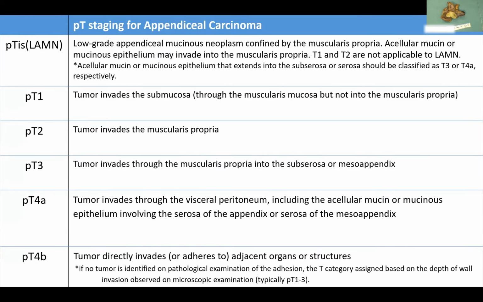This is the grading. Let's put up that poll and see where you chose. Most people chose pT2, right? So this one was asking about acellular mucin that's confined to the muscularis propria. Based on this, the correct answer, at least for this question, is pTis LAMN. If you have epithelium that's malignant and invading into the muscularis propria, I can understand why you chose pT2. But in a lot of cases, it's acellular mucin.